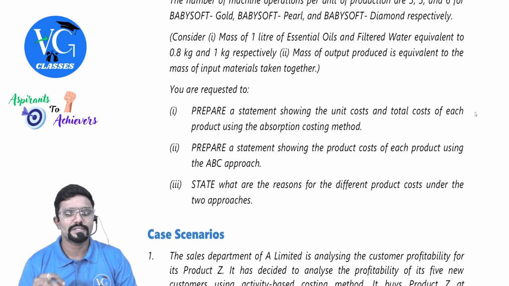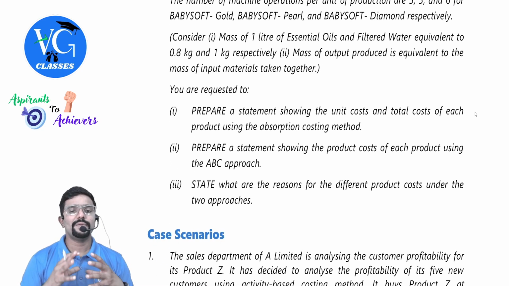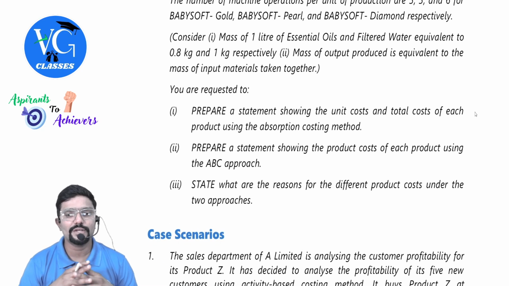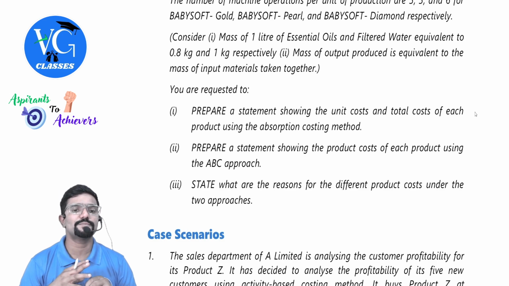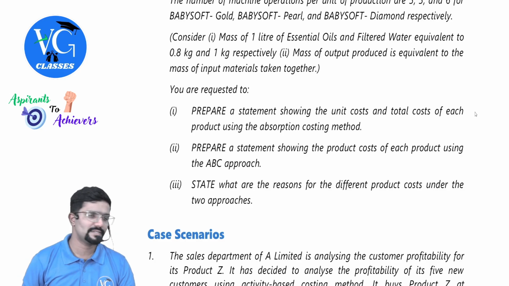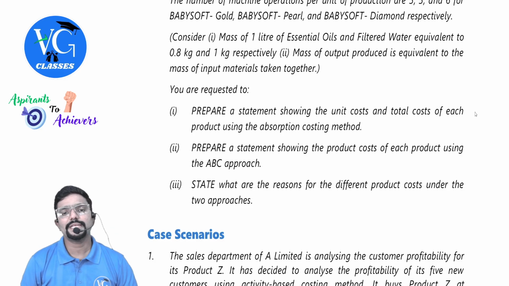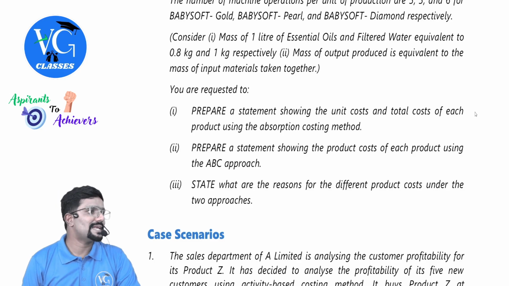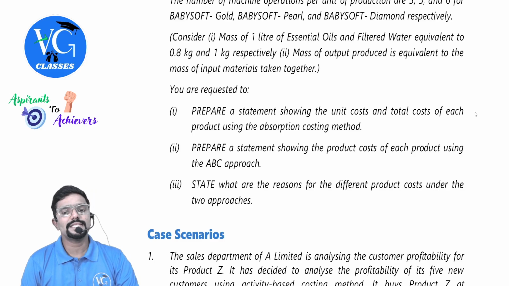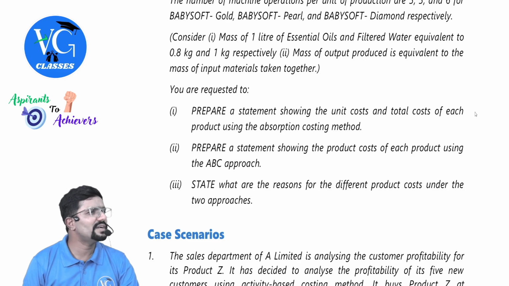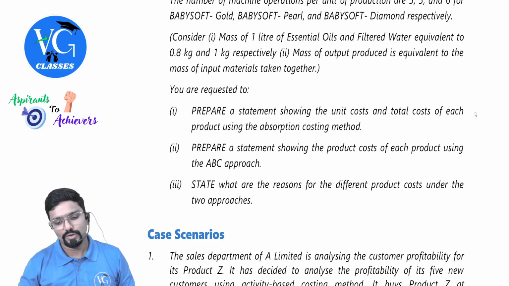You are required to prepare a statement showing the unit cost and total cost of each product using absorption costing method, that is direct labor hours. Or prepare a statement showing the product cost of each product using the ABC approach. The last one: state what are the reasons for different product cost under two approaches. What is the reason? Overhead cost treatment. Okay, sir.